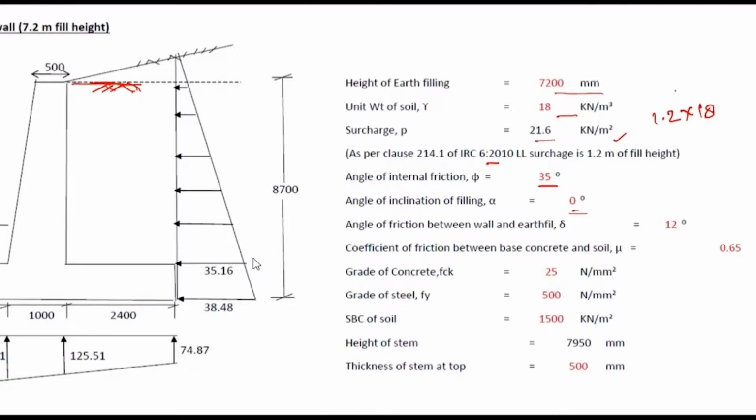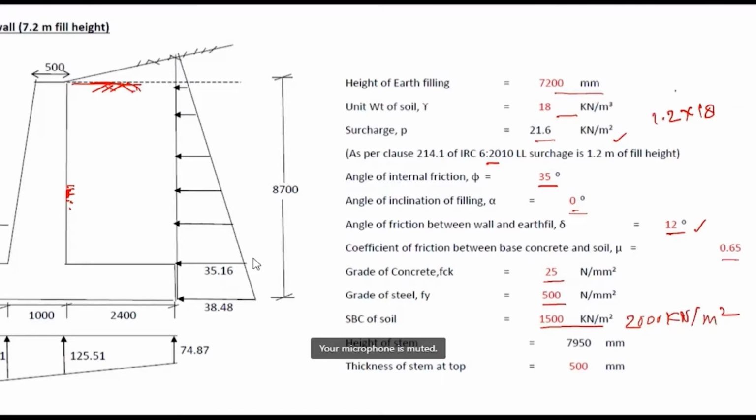Angle of friction between the wall and the earth fill, between this wall and earth fill, will be, suppose, 12 degrees. The coefficient of friction between base concrete and the soil, mu, is 0.65. Grade of concrete is 25 MPa. Steel is 500 MPa. SBC of soil is taken as 200, suppose 200 kilonewton per meter square.